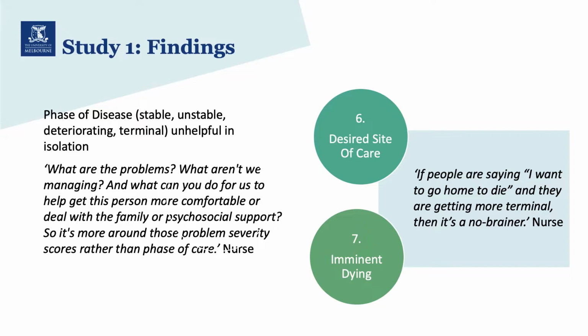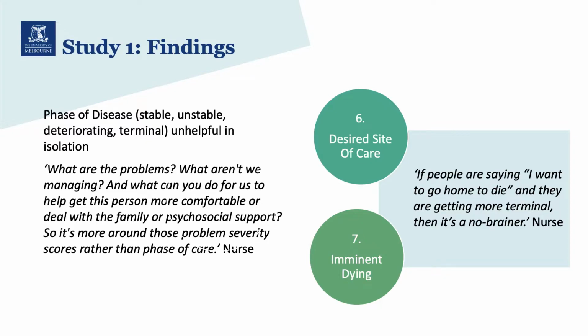So it's probably helpful to discuss this in the context of phase of disease. So the phase of disease for the patient is whether they're stable, unstable, deteriorating, or terminal. These are the palliative care outcomes collaboration categories of phase of disease. And participants in our qualitative studies really described that these categories were unhelpful in isolation when trying to determine how urgent someone was. So a nurse here saying, what are the problems? What aren't we managing? And what can you do for us to help get this person more comfortable or deal with the family or psychosocial support? So it's more around those problem severity scores rather than phase of care.